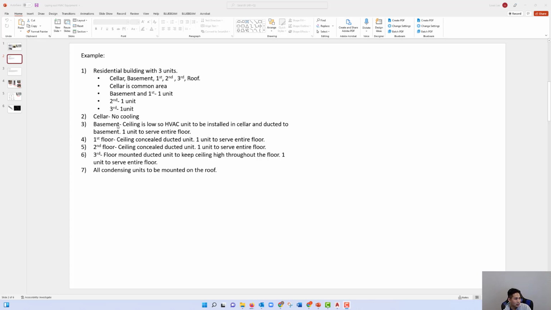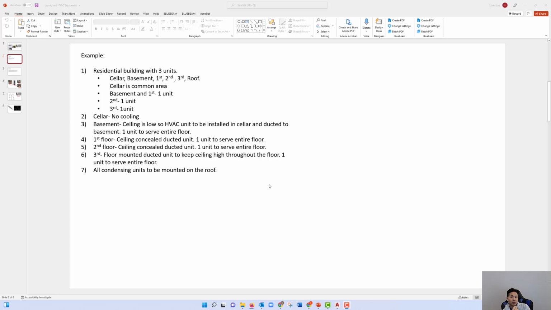Now for the basement, the ceiling is low, so the HVAC unit will be installed in the cellar and ducted to the basement floor. One unit to serve the entire floor. On the first floor, there's going to be a ceiling concealed ducted unit. Second floor, similar type of case, ceiling concealed ducted unit. The 3rd floor will be a floor mounted ducted unit in order to keep the ceilings high throughout that floor. And again, it'll just be one unit serving that floor. And the condensing units will all be mounted on the roof.